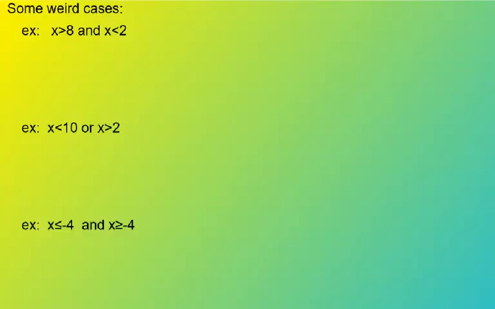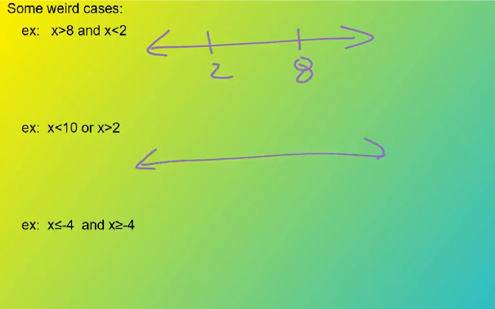I want to show you a few weird cases in regards to compound inequalities. I'm going to make a number line for all of these quick. So we've got a 2 and an 8 on that one. Here we've got a 2 and a 10. And here we just have a negative 4.